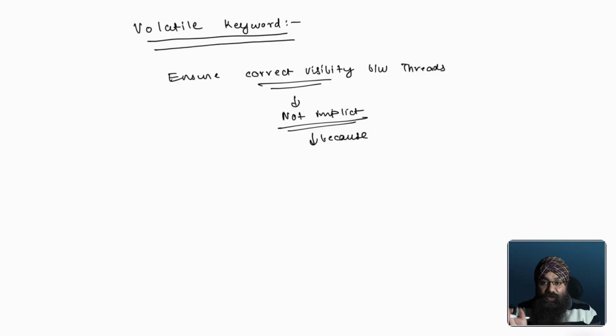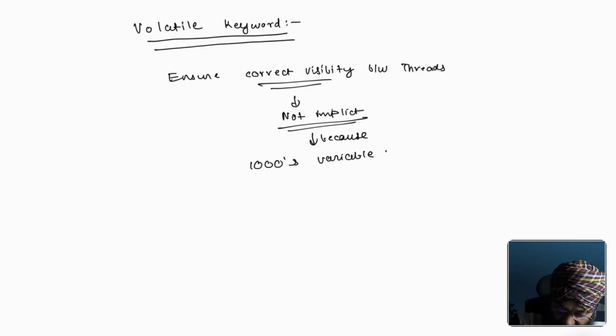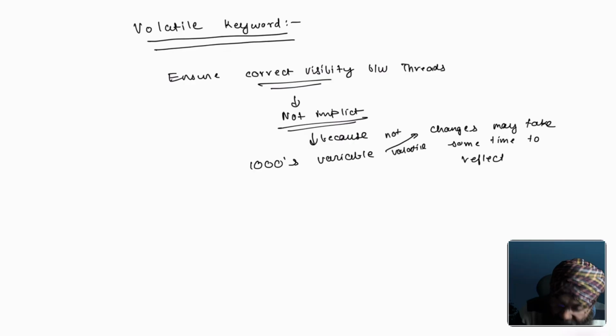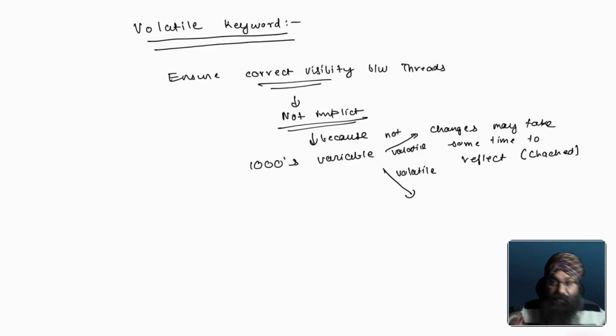Sometimes the values are cached in the thread's memory. Suppose we have thousands of threads modifying a variable. If it is not volatile, the changes may take some time to reflect outside the thread, at other places or in other threads. Sometimes it is written in the cached memory, and then this cached memory is synced to the main memory at a later point of time, or you can say it is written in the registers.